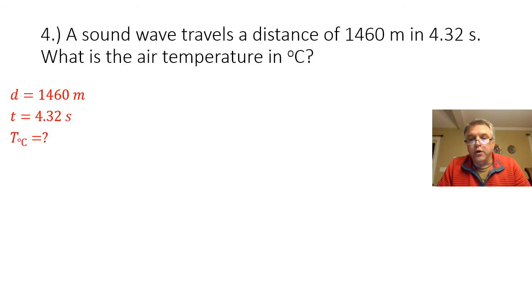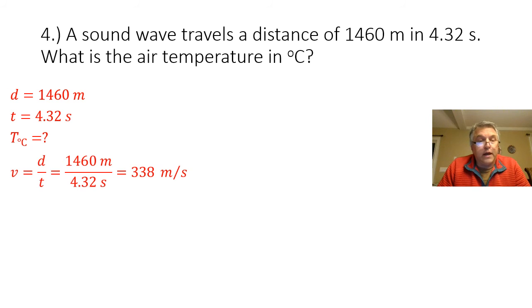Once again, we're going to need to know the velocity of the sound wave. But in this case, we're not given the frequency or the wavelength, but we are given the distance it travels and the time it takes to travel there. And I know my velocity formula is simply velocity equals distance divided by time. That's an oldie but a goodie from a long time ago, but it still works, so we're going to use it. So 1,460 meters divided by 4.32 seconds will give me a velocity of 338 meters per second.